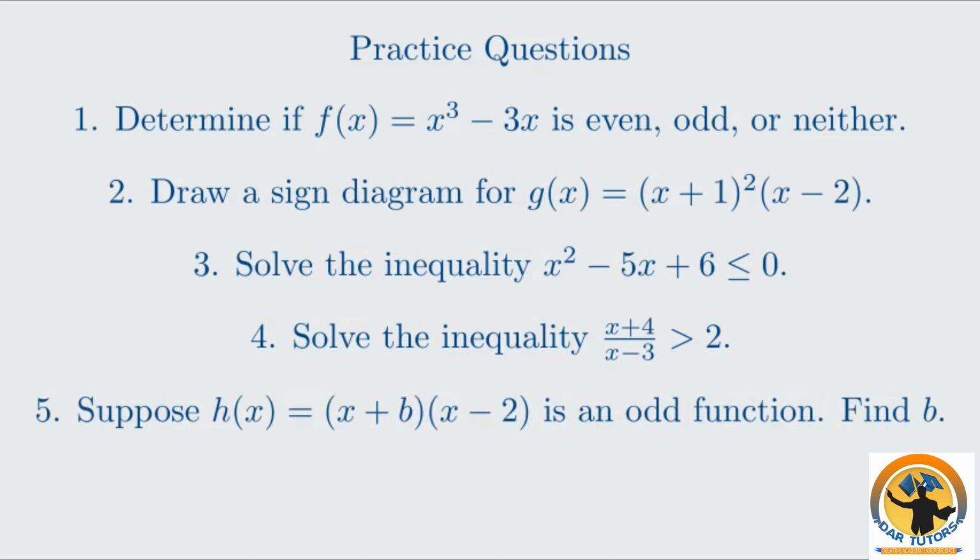Question 5. Suppose h of x equals the quantity x plus b times the quantity x minus 2 is an odd function. Find the value of the constant b. Here are the answers to the practice questions. Compare your solutions to these. For question 1, f of negative x equals negative x cubed plus 3x, which is negative f of x. So it's an odd function.